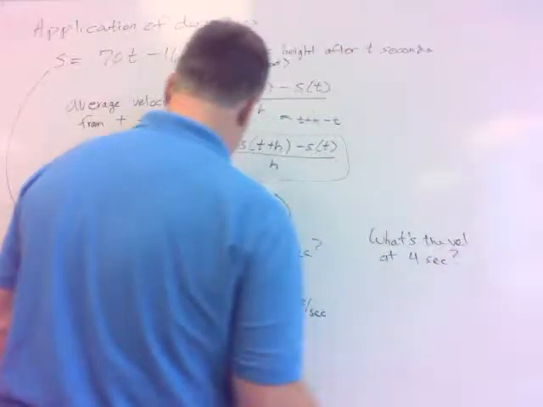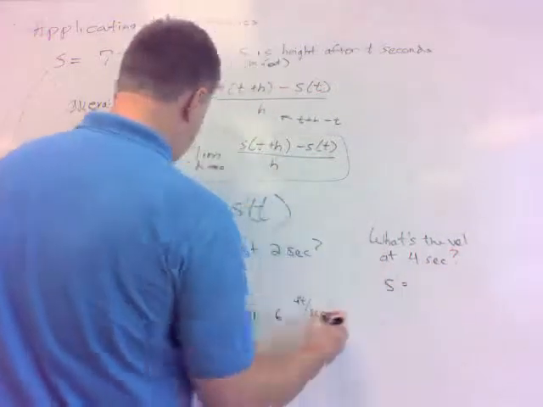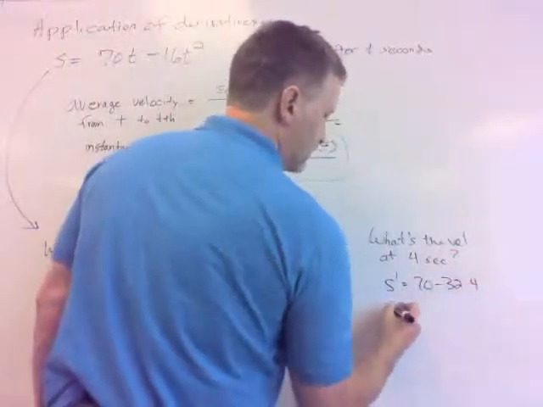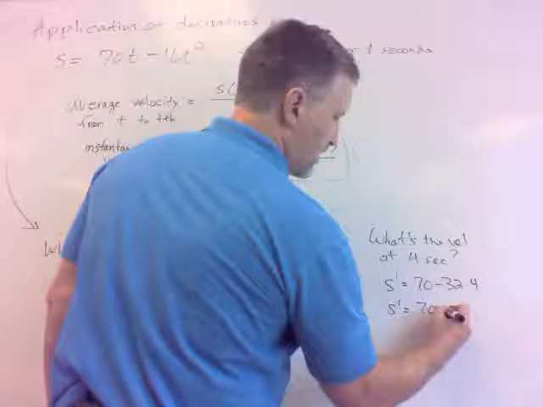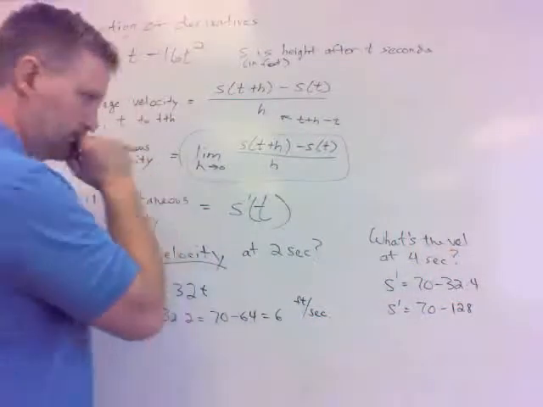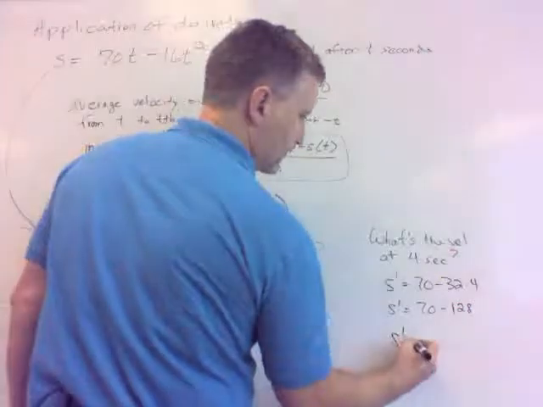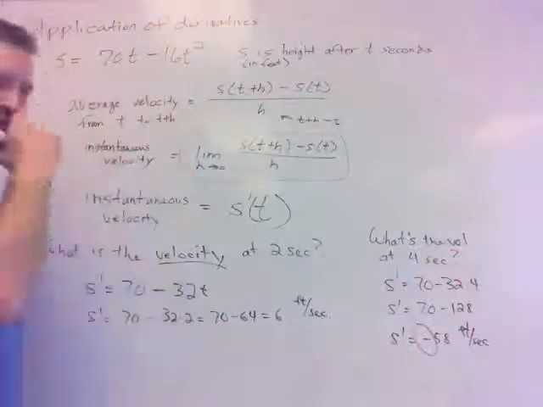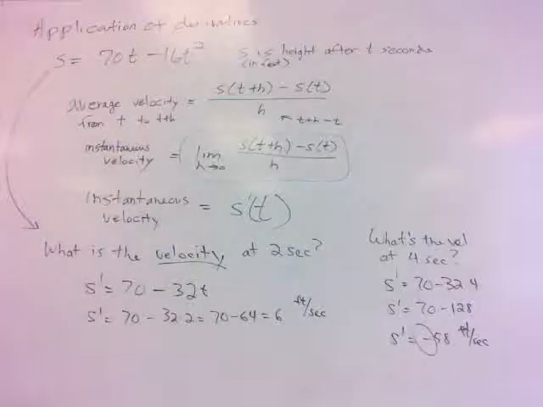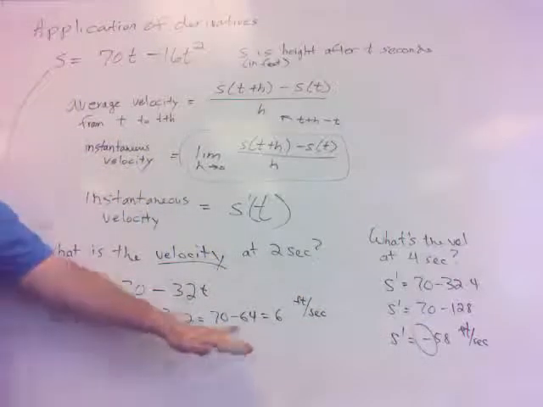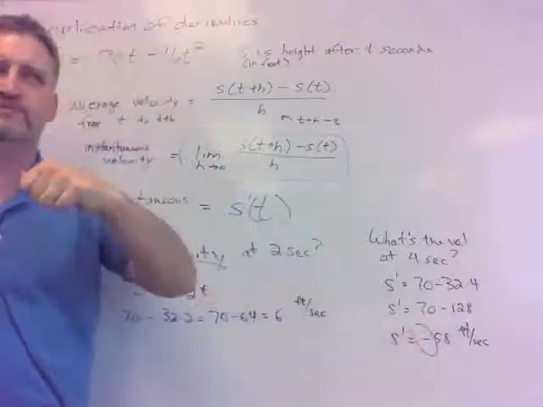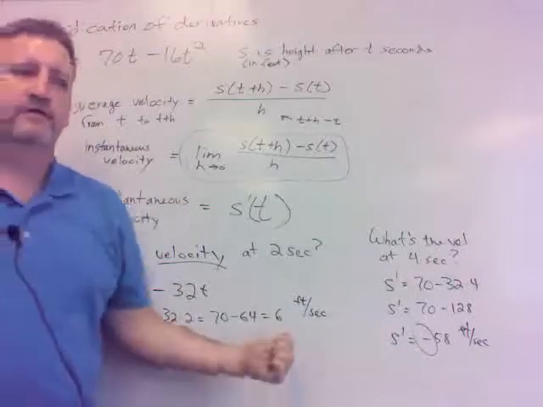Just to make a little point here. Well, that would be 70 minus 32 times 4. And so that's 70 minus, what was that, 128? Negative 58 feet per second. And I was just going to mention that the negative, velocity is speed, but it's directed speed. What the negative means is it's going the opposite direction of what it was going here. This is a positive velocity. The negative velocity just means it's going in the opposite direction from what it was going here.